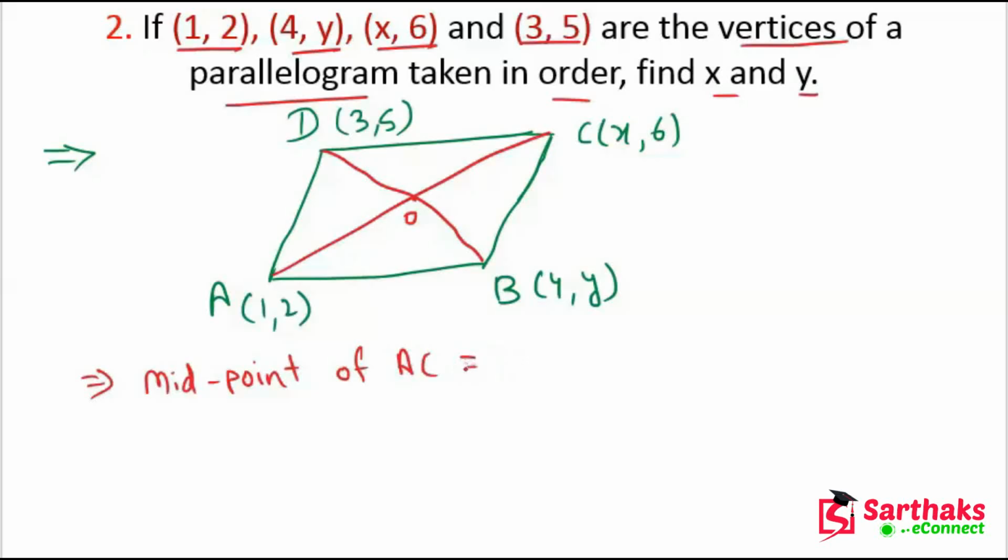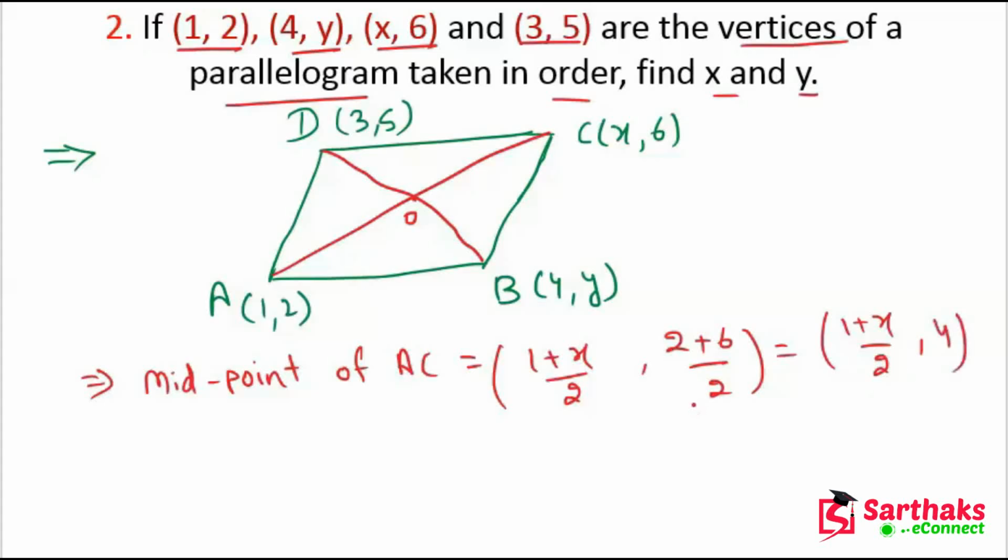Okay, so the coordinates of the midpoint of AC are: the x coordinate is, we know that midpoint is x1 plus x2 divided by 2, here 1 plus x divided by 2. For the y coordinate we get 2 plus 6 divided by 2, which is 8 divided by 2, which gives 4. So this is the midpoint of AC: 1 plus x upon 2, comma 4.